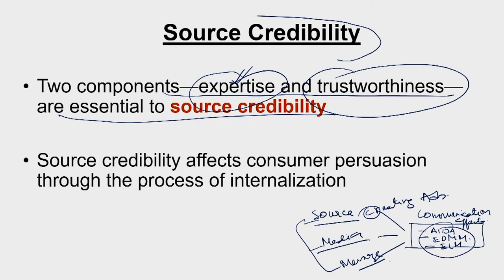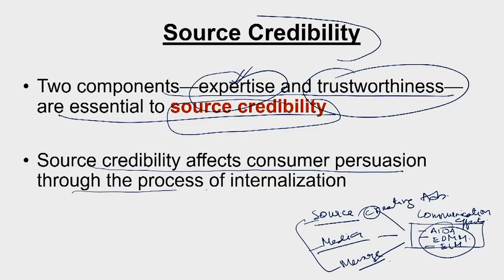But if an incompetent source is used, then people don't trust it. For example, let's take any other ad. Let's say an ad for masala, or an ad for spices. An ad for spices will be more influential if somebody who is a chef advertises this masala, because chefs know more about spices. They use spices in their daily life, and they are more expert in that and more trustworthy than using Shah Rukh Khan in an ad for spices, because he is not an expert. And so, source credibility has a lot to say in terms of expertise and trustworthiness. Also, source credibility affects consumer persuasion through the process of internalization.